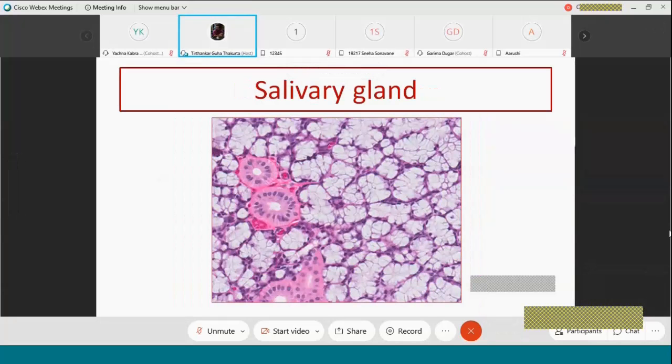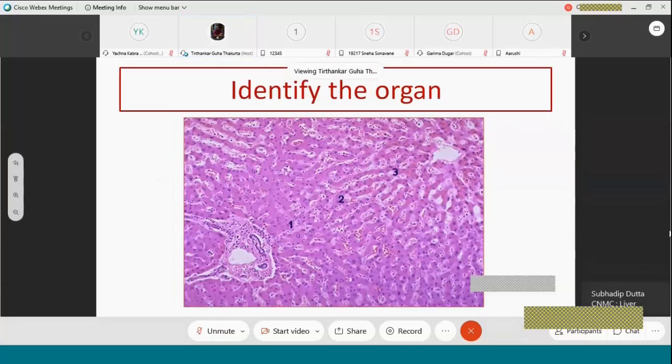What is this organ? Liver. This is so characteristic of liver. So we have eosinophilic polygonal cells arranged in a specific pod-like pattern, and there is presence of central vein and portal triad. So this is the liver.